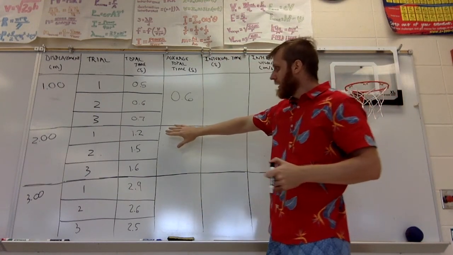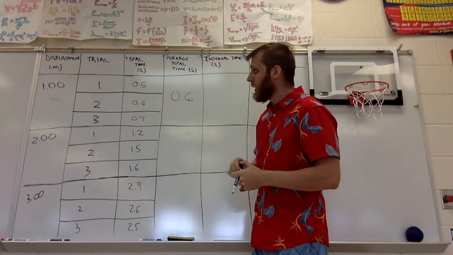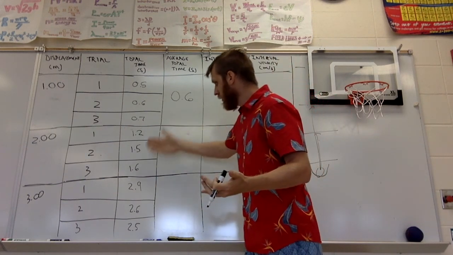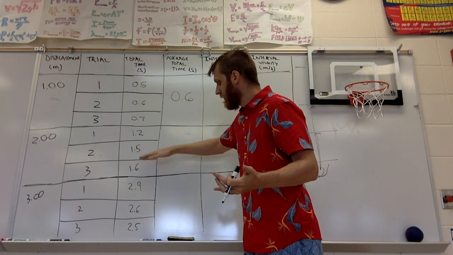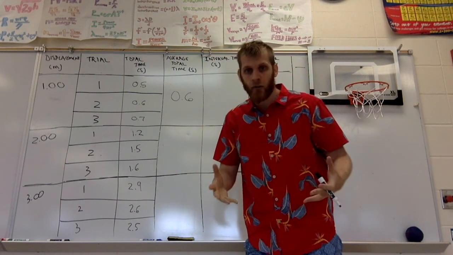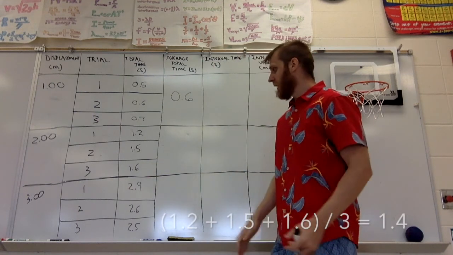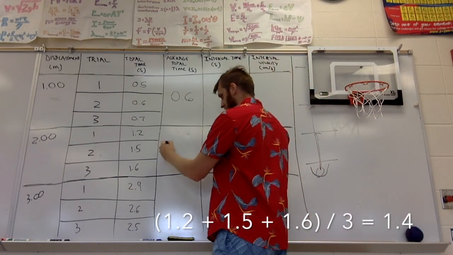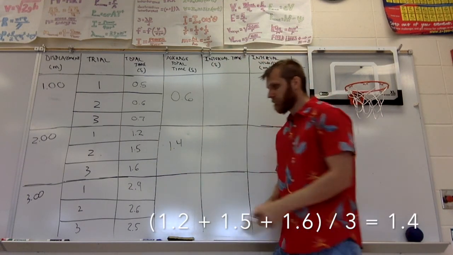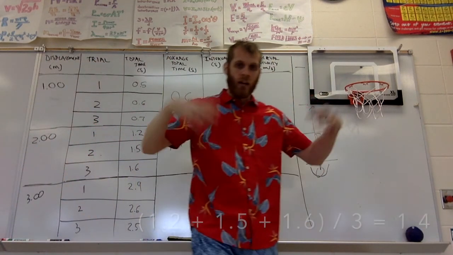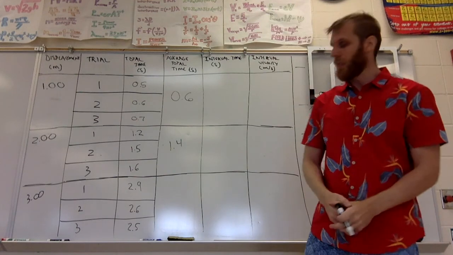Okay, once again, if I were to ask you how long did it take the puck to get to the 2 meter mark, you would probably say around 1.2, 1.5, 1.6 seconds, around there. So what we could do is average those 3 numbers again, 1.2, 1.5, 1.6. It looks like it's about 1.4 if I went to the 10th place.